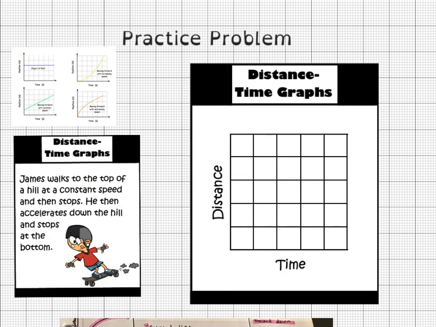All right, so I want you to try this one. Our situation is James walks to the top of a hill at a constant speed and then stops. He then accelerates down the hill and stops at the bottom. All right, so we know that he is walking to the top at a constant speed, and then he stops. Then he accelerates down the hill, and then he stops at the bottom.